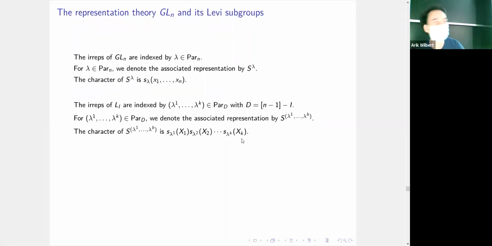Okay, any other questions? Oh, okay, one more question. So can you generalize this to characteristic p?